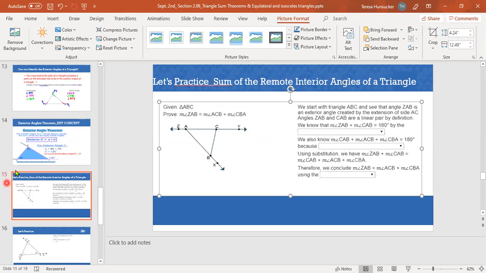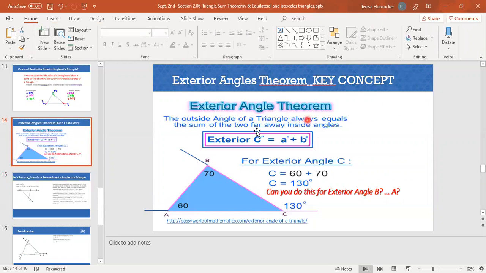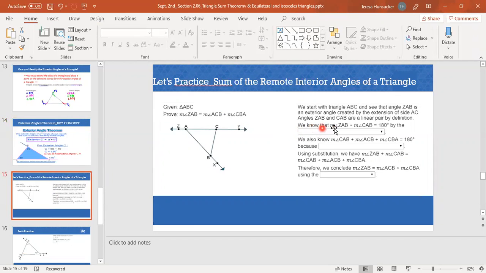Exterior angle theorem says what? It says that the outside angle of a triangle always equals the sum of the two far away interior angles. All right, so if we look at this first fill in the blank, the statement says ZAB, exterior angle A, plus the measure of CAB, interior angle A, equals 180 degrees. Now, they are formed on this straight angle, ZAC, right? They're supplementary.